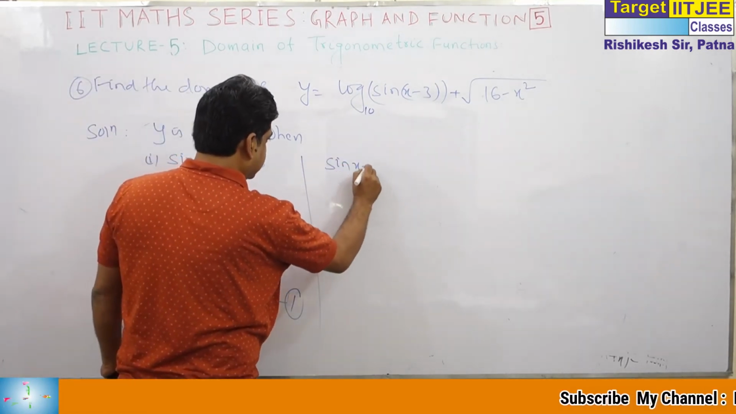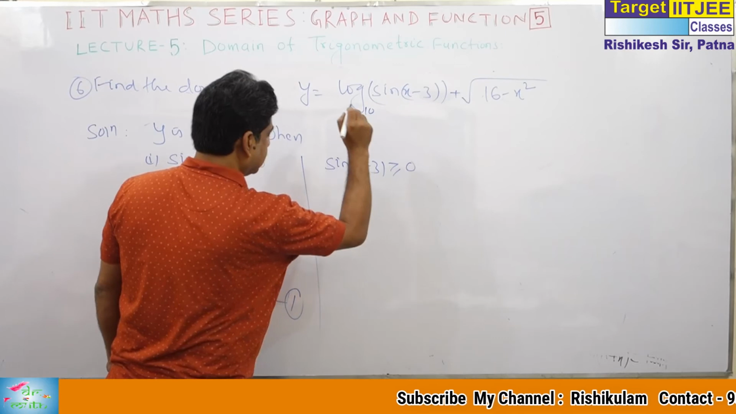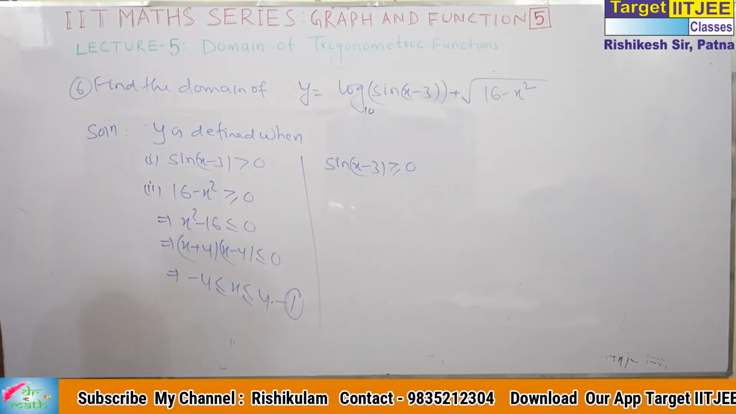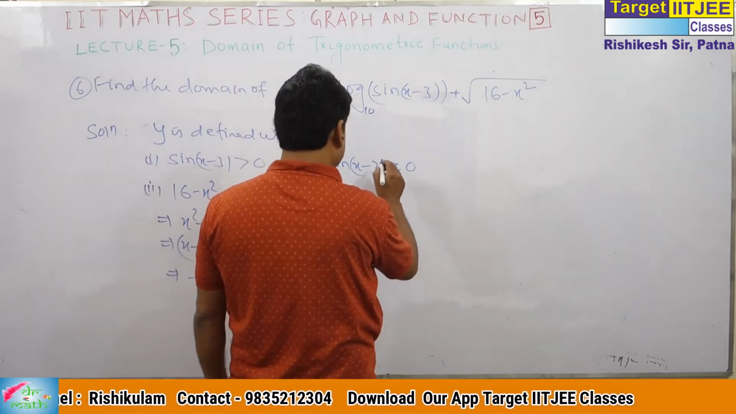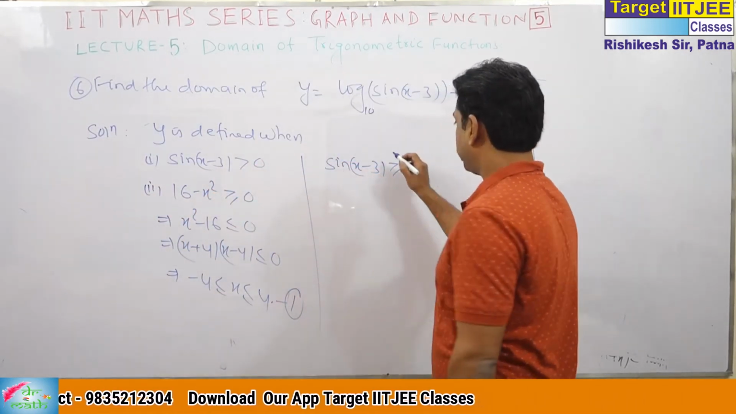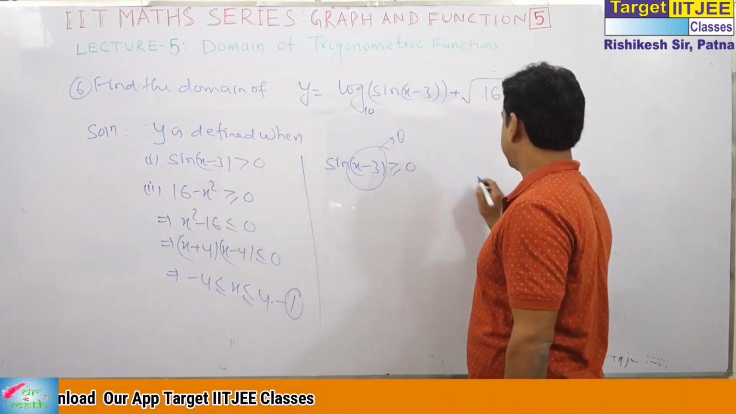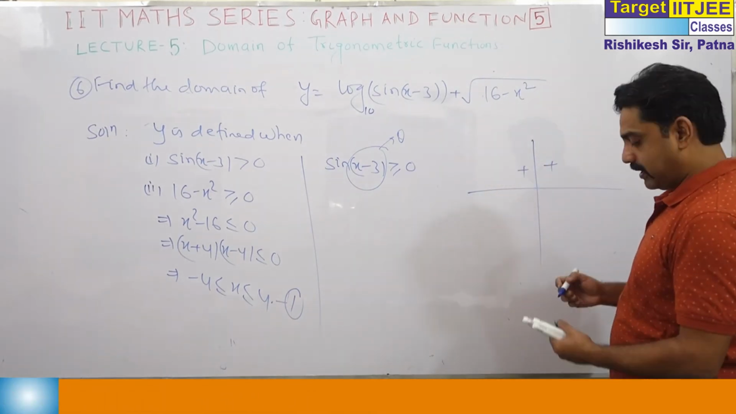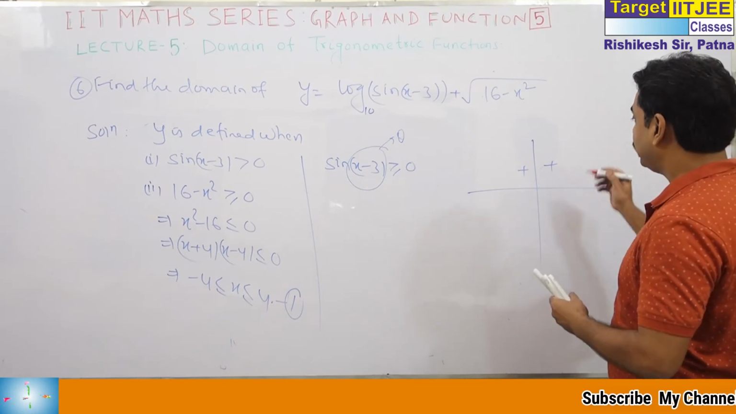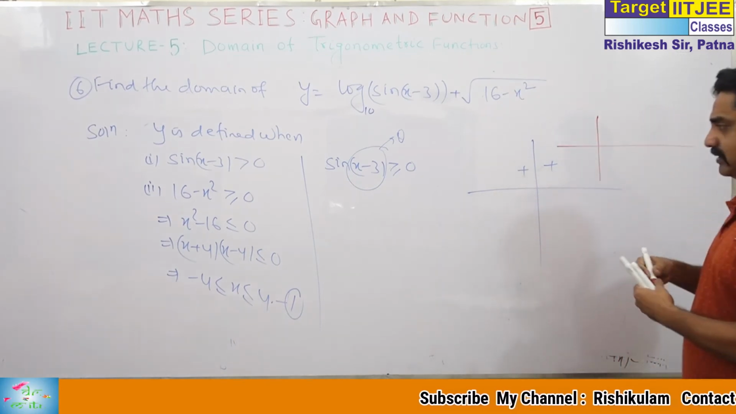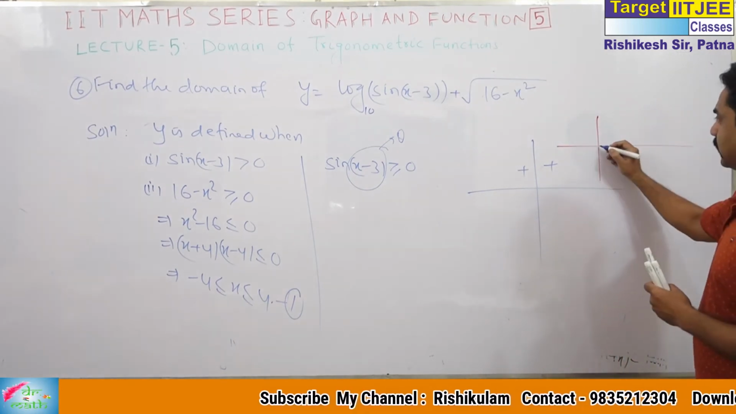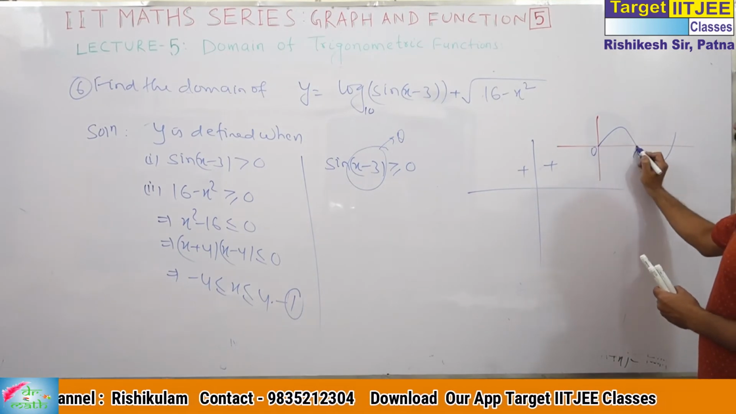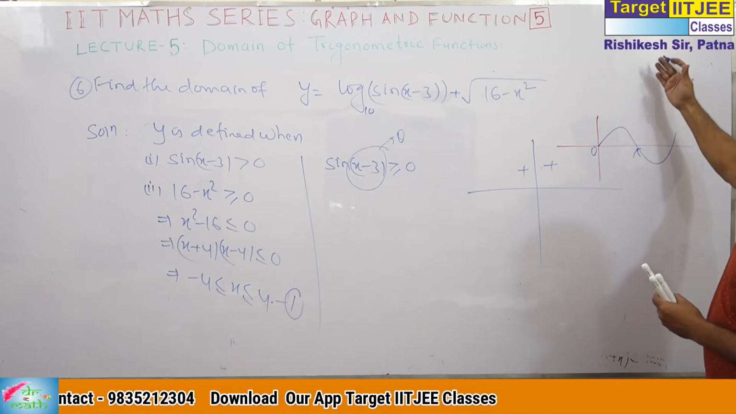How do we solve sin x minus 3 greater than 0? Actually, it's easy. Suppose this is theta. Sin theta is positive in the first or second quadrant. If you want, you can also go through the graph of sin x. This graph clearly shows that when theta lies from 0 to pi, sin x is greater than 0.